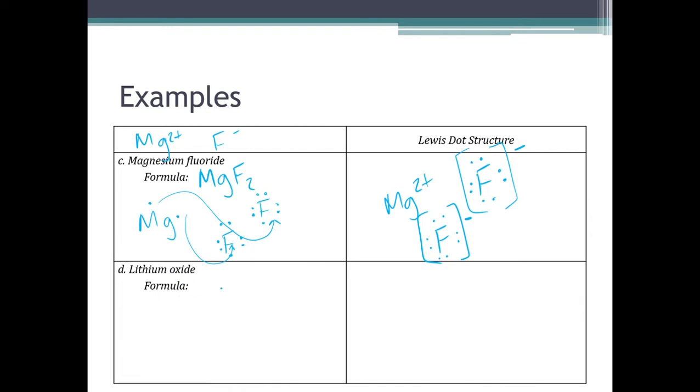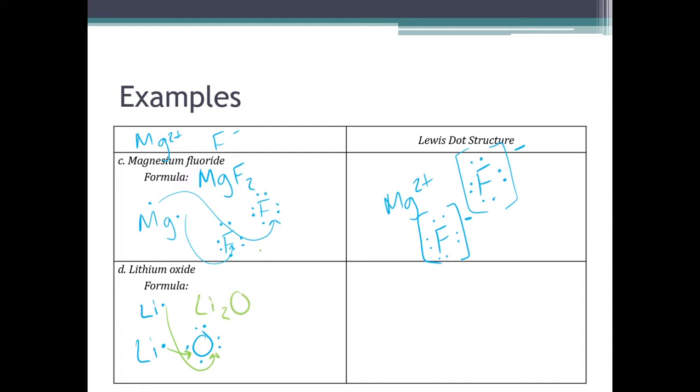And last but not least, lithium oxide. So lithium is Li with 1 valence electron, and oxygen is an O with 6 valence electrons. So lithium will give up its one valence electron to oxygen, but then oxygen only has 7 electrons. So that means we're going to need a second lithium to fill in the other electron that oxygen needs. So that means that our formula is going to be Li, we needed 2 of those.